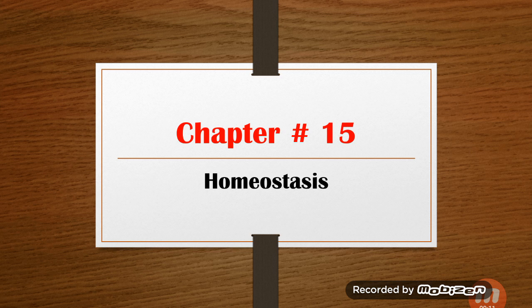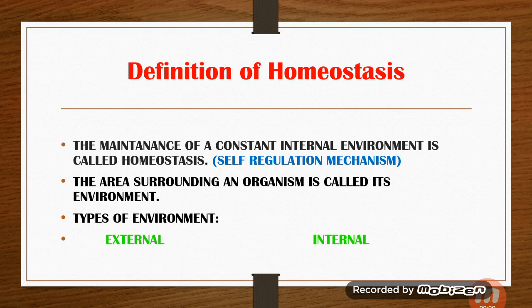In this lecture, we are going to talk about homeostasis and all the mechanisms helping in maintaining homeostasis. First of all, the definition of homeostasis. It is the maintenance of a constant internal environment that is called homeostasis. It is a self-regulated mechanism. Self-regulated means that it can autocorrect itself.